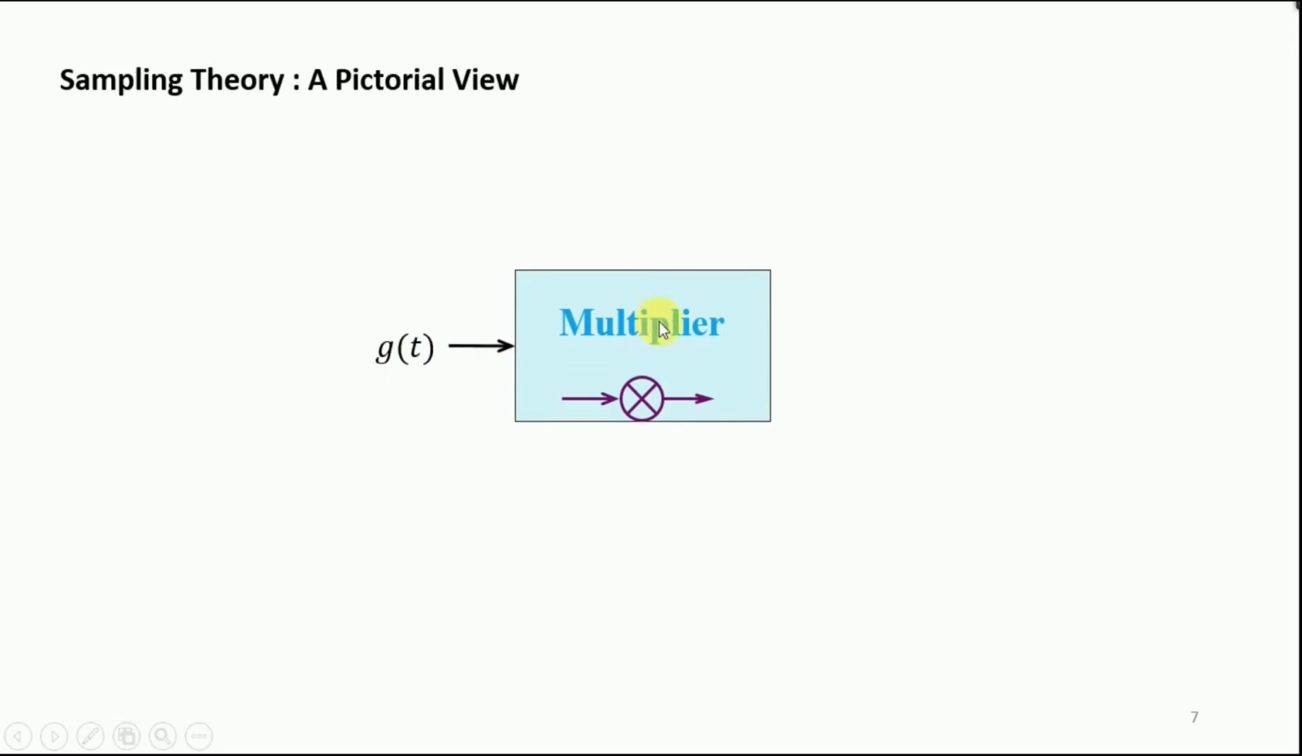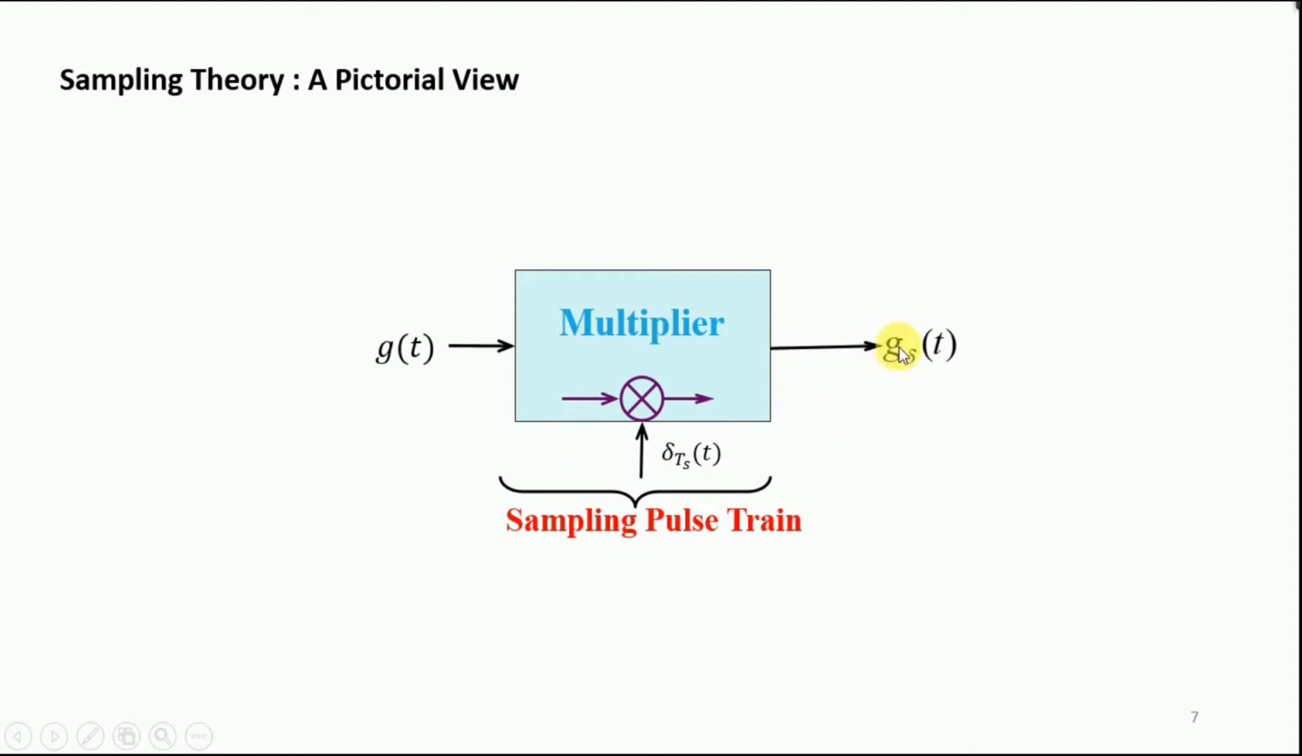Just to give a pictorial view of the sampling theory, let us consider that we have a signal g of t. This is a continuous time signal. We pass it through a multiplier and we also pass a sampling pulse train, that is delta Ts of t. This is an impulse train, and at the output we will get g of t multiplied by the impulse train, so we get g delta of t.